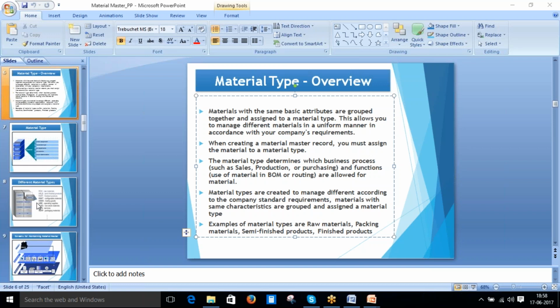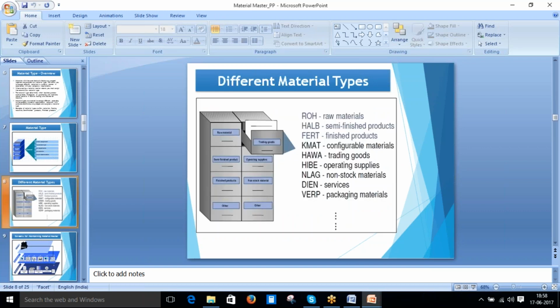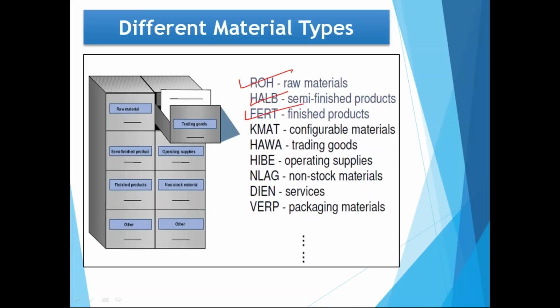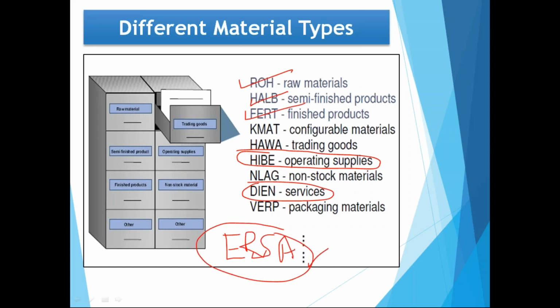So normally for PP, we will be using raw material, semi-finished product, finished product. These things we'll be using. Normally in your PM, you might be using operating supplies, correct? And spare parts. Yeah. So ERSA is a material type. This ERSA is a material type. Like this, in the PP, you will have these material types.